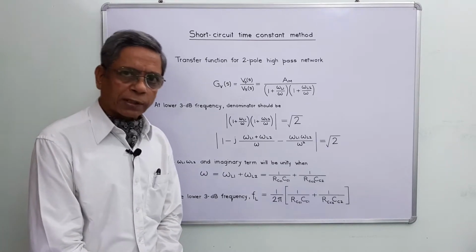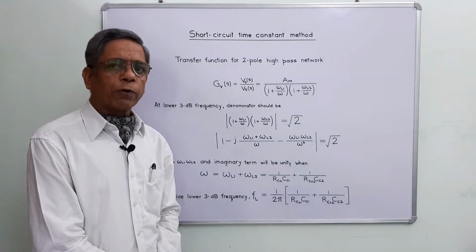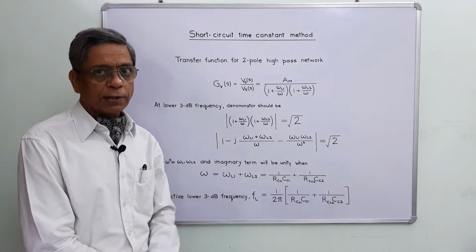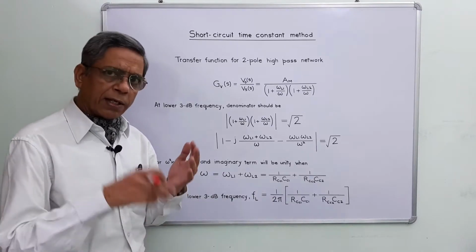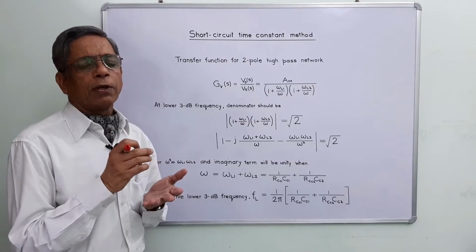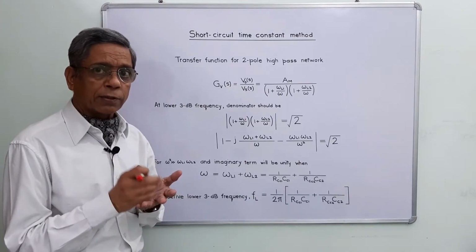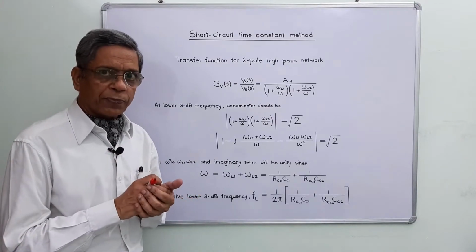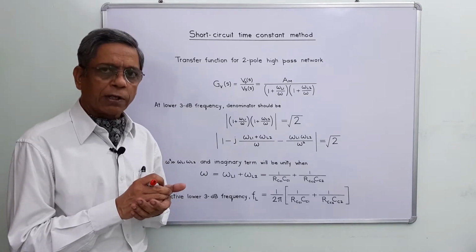I'll explain a new method known as short circuit time constant, which is also very useful when we are not sure about pole frequencies and relative other pole frequencies. This short circuit time constant method approximates any high pass network of higher order into a first order network, where only one effective lower 3 dB frequency can be defined for quick analysis of the behavior of any amplifier at low frequency band. Let us start by writing the transfer function of overall voltage gain for the common drain amplifier with two poles.